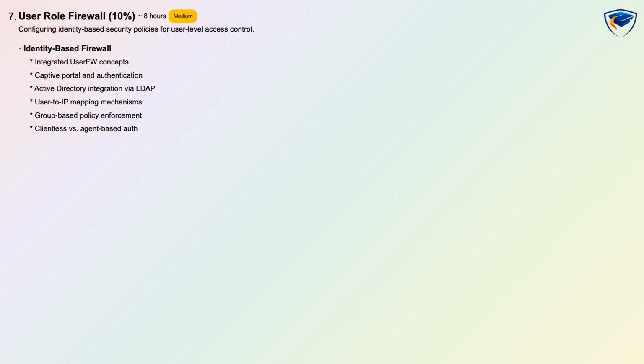User role firewall focuses on identity-based security policies for user-level access control and is medium difficulty with about 8 hours of study. Candidates learn integrated user firewall concepts, captive portal and authentication flows, and Active Directory integration via LDAP. The domain includes user-to-IP mapping, group-based policy enforcement, and the differences between clientless and agent-based authentication. Expect conceptual and scenario-based questions that exercise identity propagation and enforcement.